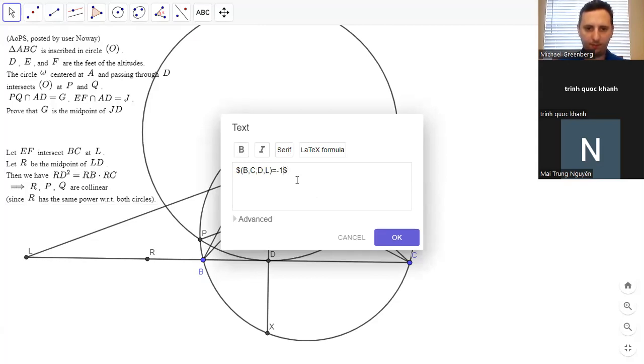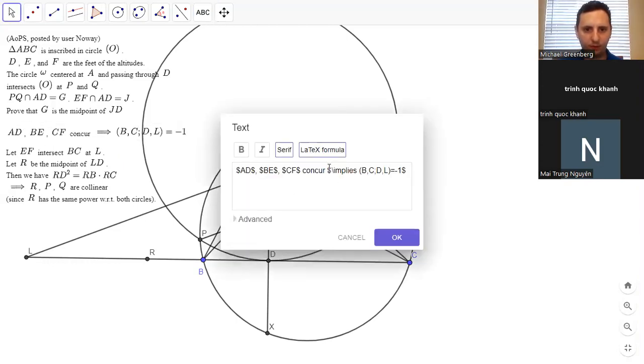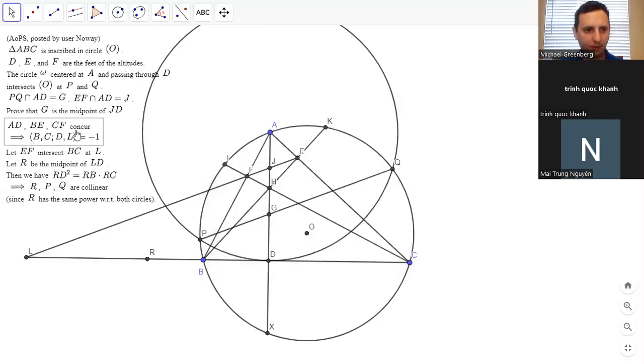I'll just say AB, BE, and CF concur, and that means that those are in harmonic conjugation. All right. So yeah, that's a quick solution. So just one more line, and then I'm going to move on to the next problem.